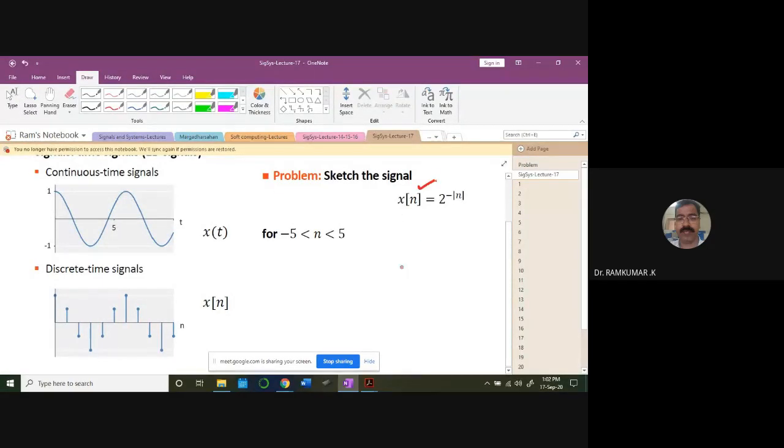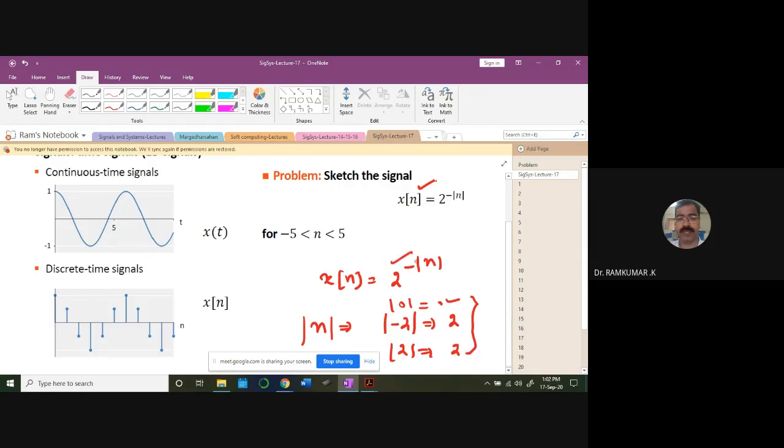X of n is equal to 2 minus mod n. So mod n means what? If I have mod n like this, if I put minus 2 inside, if I take the mod of it, I'm going to have 2. If I put 2 inside, I'm going to have 2. So positive, negative, even 0 is going to be 0. So remember this one, mod. So then for this waveform, can you draw the waveform for this particular mathematical model? How does the signal look like?